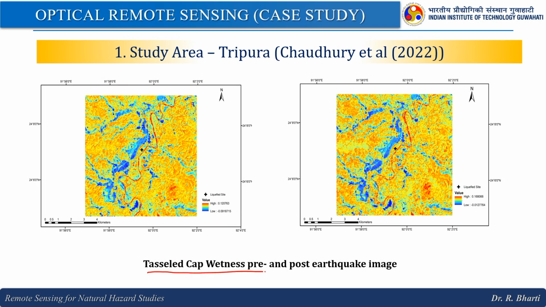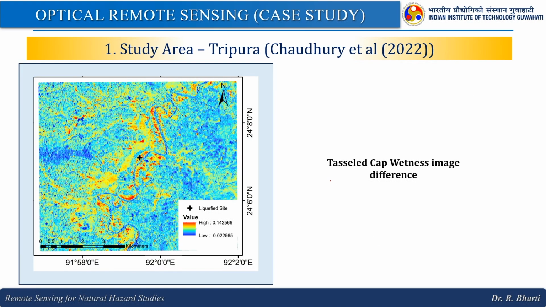This is the Tasseled Cap Wetness pre and post earthquake image. So, here you can see this is the pre. So, this is the range and this is the range, how it is changed, right. This is the liquefied location. This is the difference, delta Tasseled Cap. So, here you can see the minimum and maximum, and this is the liquefied zone.